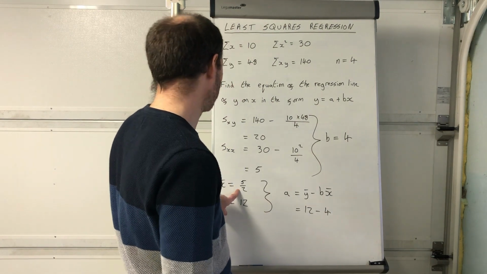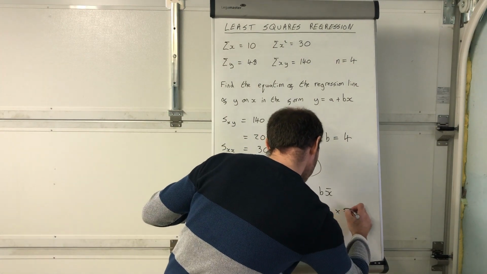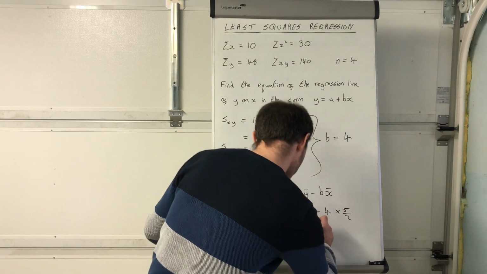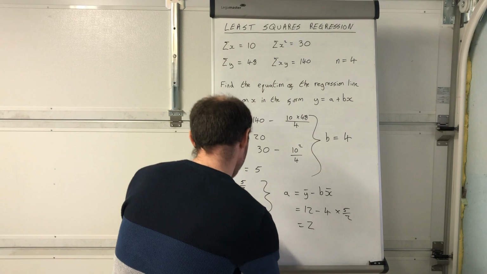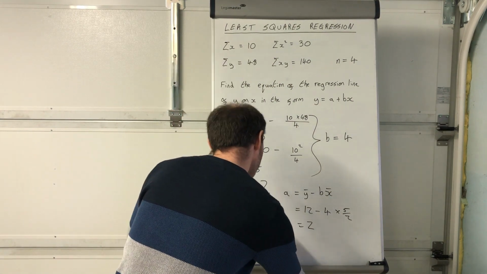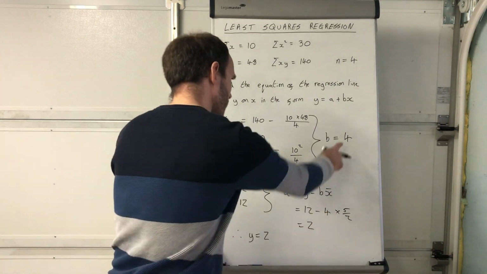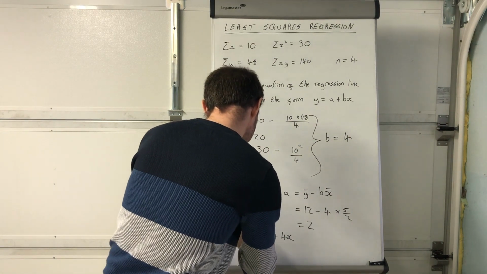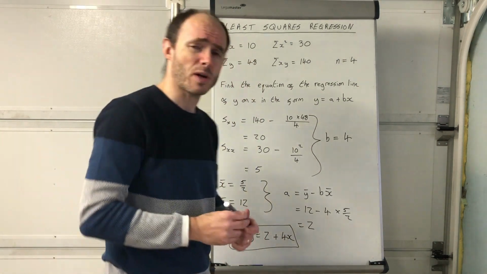That's funny, isn't it? Because we divided 10 by 4 in order to get it. Never mind. There we go. So of course 4 times that would be 10. 12 subtract 10 is going to be 2. So a is 2. So therefore our equation is going to be y is equal to 2 plus bx, where did I put b again? There, 2 plus 4x. And then that's it. That's our answer to this question. Quite simple really, isn't it?